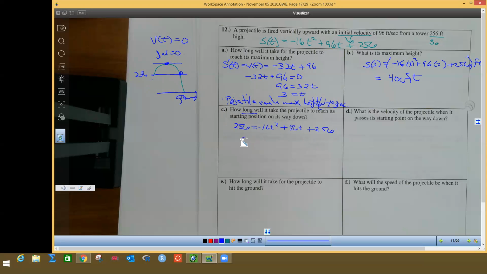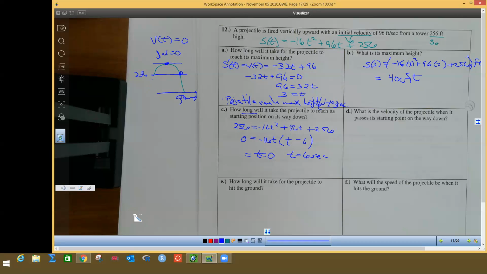So I subtract 256 from both sides and get 0. Then I'm going to factor out a negative 16t from both parts. So that's going to be t times t minus, what is that, 6? I think, right? 96 divided by 16 is 6. So t equals 0, that's when the projectile was fired, and then t minus 6 equals 0 gives you t equals 6. That's when it gets to the same height. So you should say at 6 seconds, the projectile reaches the same height as the starting position. Everybody, are we all good? Yes.